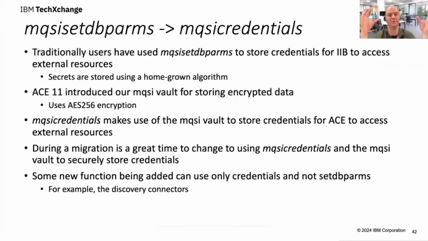Now, this is really just an advertisement. Obviously, ACE 11 introduced the MQSI Vault for storing encrypted data, so in this case, credentials, using AES 256 encryption. And that long-term is the replacement for setdbparms. You use Vault with a combination of MQSI credentials. So as you're migrating, now might be a good time to take advantage of that credential and Vault technology. And what you'll find is that new function we're adding, such as the discovery connectors that were added in version 12, the 100 plus new connectors, they only work with credentials. They don't work with setdbparms. So think about that. As you want to take advantage of stuff moving forwards, maybe setdbparms is something you have to look to migrate off of.